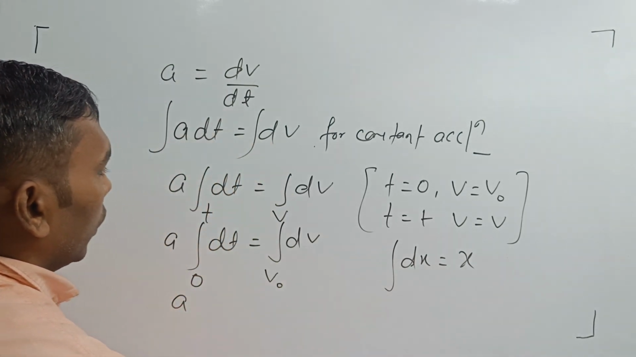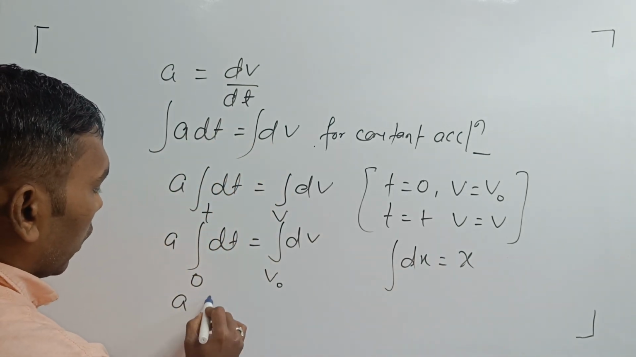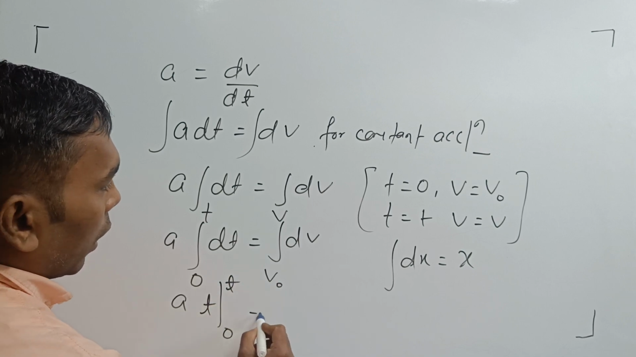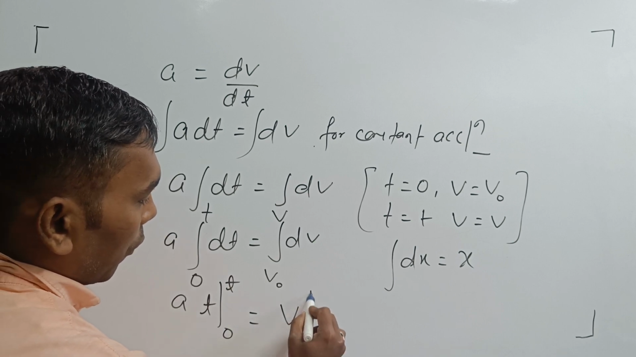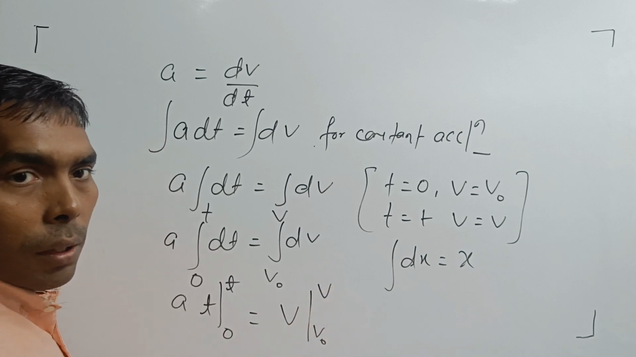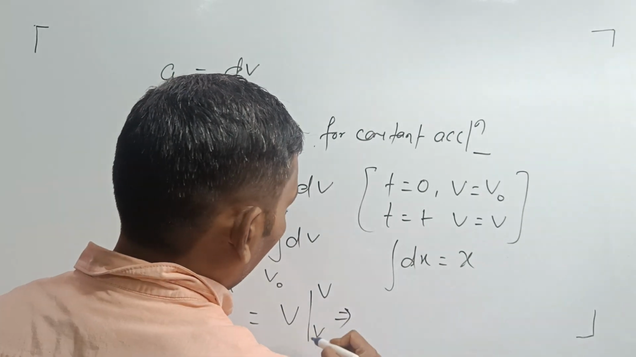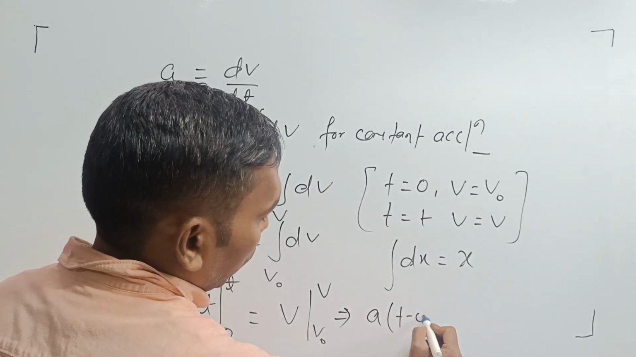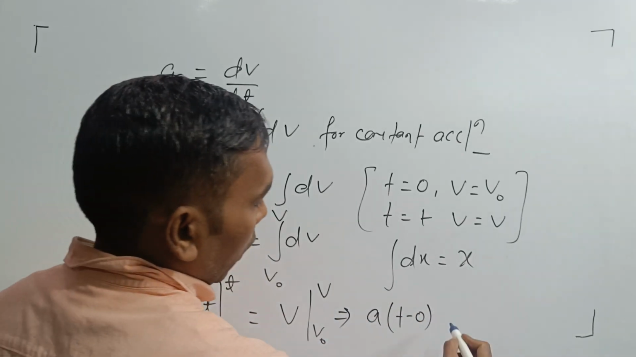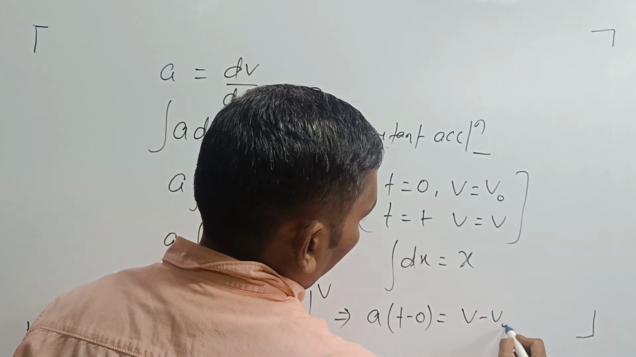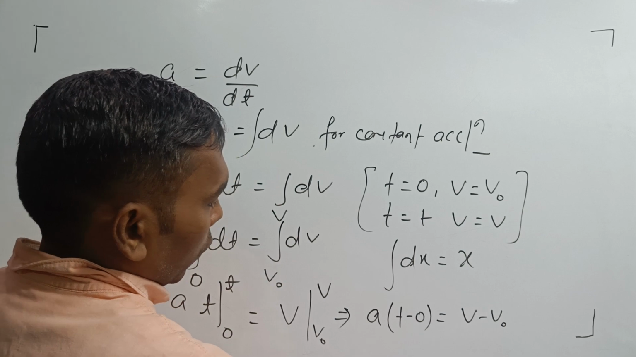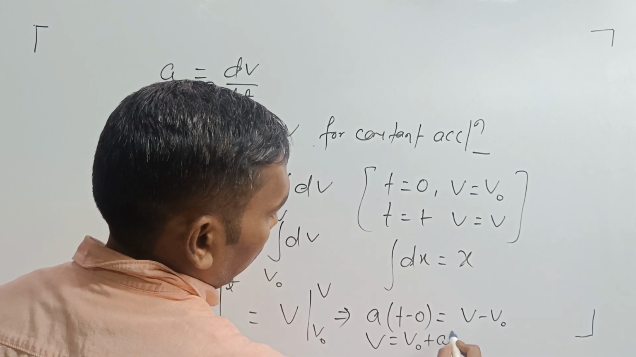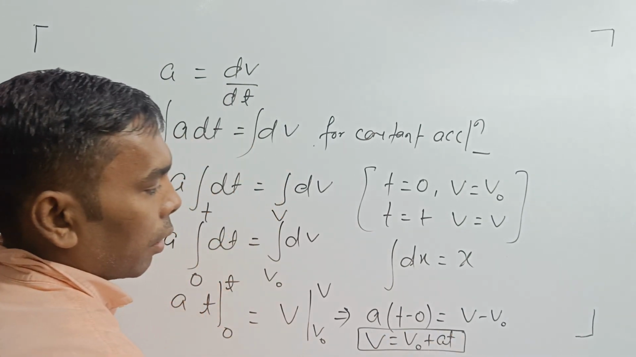t. तो इंटीग्रेशन ऑफ dt, तो यहाँ पर क्या हो जाएगा? t. Then we put limit 0 to t. Here the integration of dv is v, and when we put v naught to v, then what happens? You can see here a into t minus 0, upper limit minus lower limit. Here v minus v naught. So can we write this v equal to v naught plus at?